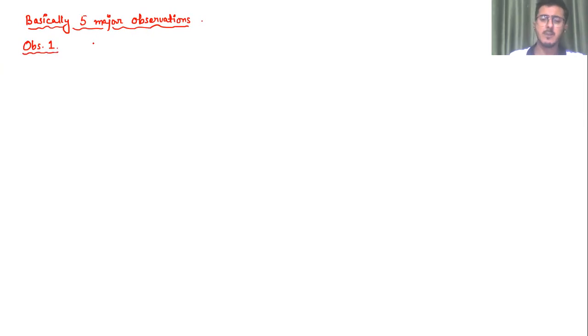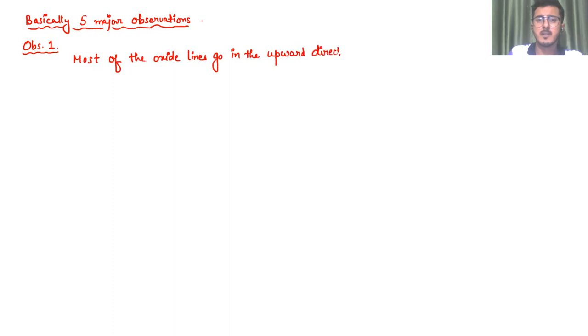As per observation number one, if you practically see the Ellingham diagram, you will observe that most of the lines, most of the oxide lines I'm talking about, go in the upward direction. Now, how is that so, and why is this happening? That is what we are going to learn here.